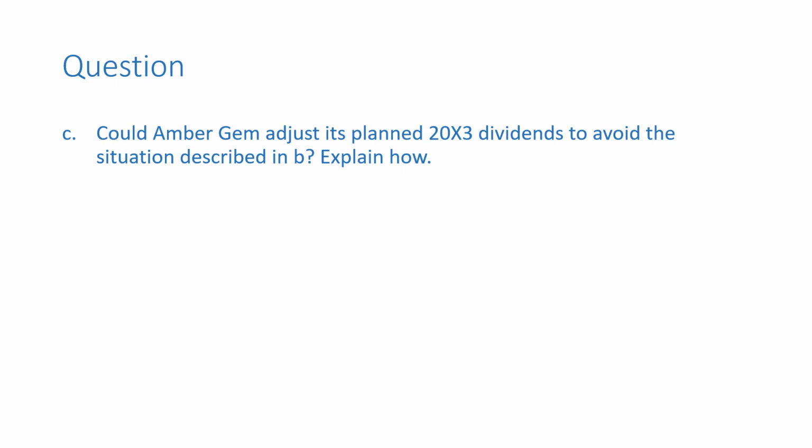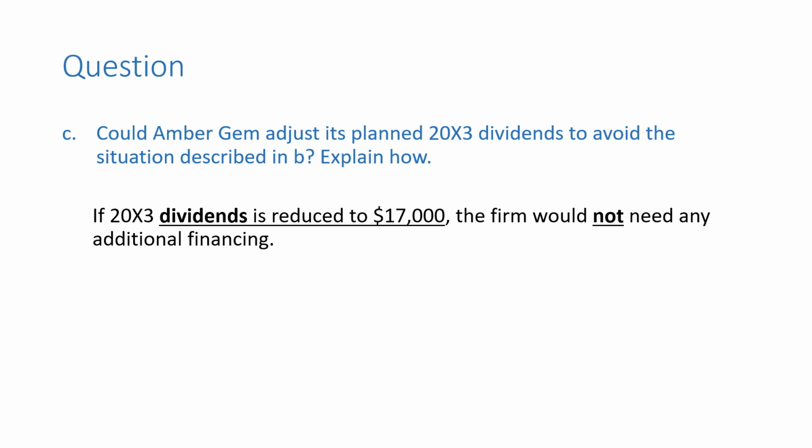Could Leonard Industries adjust its planned 20x3 dividends to avoid the situation described in B? Explain how. Basically you want to avoid the situation of requiring external funding, so what can you do to adjust the dividend? If the 20x3 dividends are reduced to 17k, the firm would not need any additional financing. So basically the firm does not need to borrow anymore or get any external financing. Any questions so far?